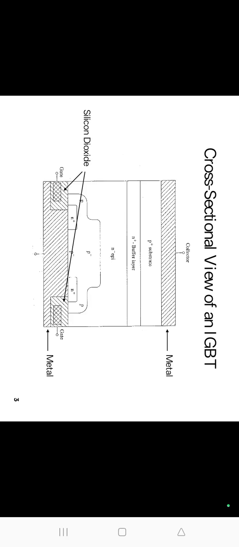Next, the N minus drift region is present. This layer is slightly doped. The doping density of this layer is 10 power 14 per centimeter cube. Then the P plus body region has a doping density of 10 power.